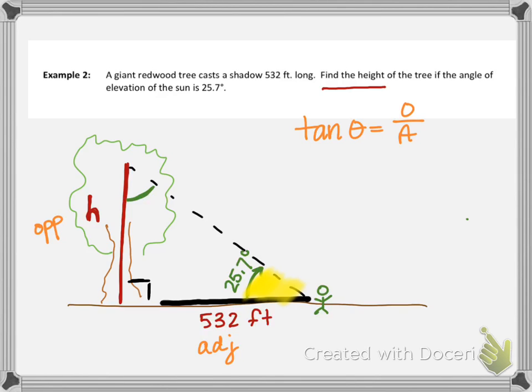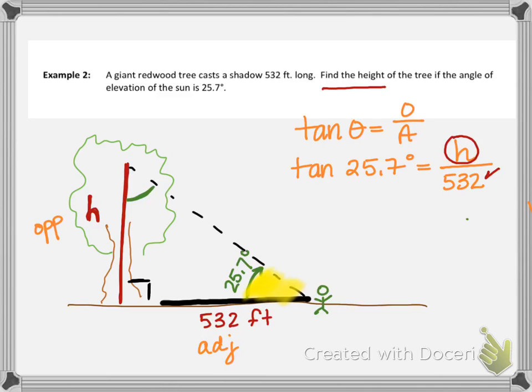So the tangent of theta is going to be opposite over adjacent. I'm going to substitute what I know. Well, tangent. Do I know theta? Well, this time I do. So I'm going to substitute theta with 25.7 degrees. Do I know what my opposite side is? No, but I know I label it H. And my adjacent side, I do know it. So 532. Since I am solving for h, I need to isolate this variable.